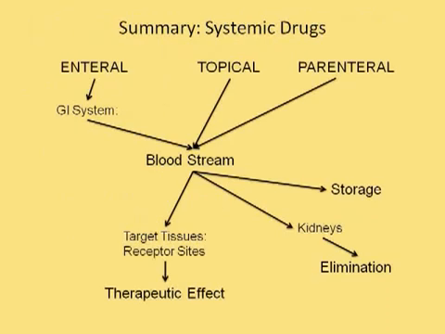So let's look at everything we've talked about so far. Drugs get into the body through the enteral system, a topical medication, or parenterally. All three ways, the drug eventually makes it into the bloodstream. From there, the drug can go to the target tissues and have a therapeutic effect, or the drugs can go to the kidneys and be eliminated, or the one we didn't talk about is some drugs actually go into storage. They are stored in some of the fat cells in various ways.